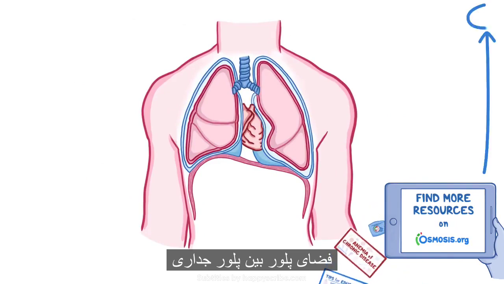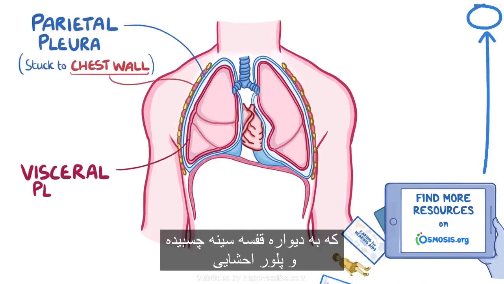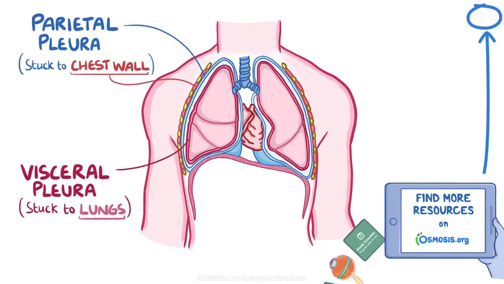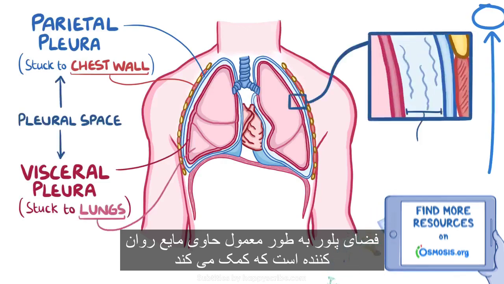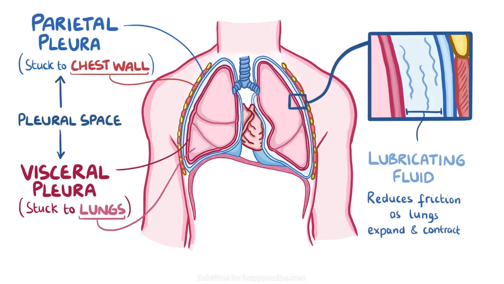The pleural space lies between the parietal pleura, which is stuck to the chest wall, and the visceral pleura, which is stuck to the lungs. The pleural space normally contains a lubricating fluid that helps reduce friction as the lungs expand and contract.